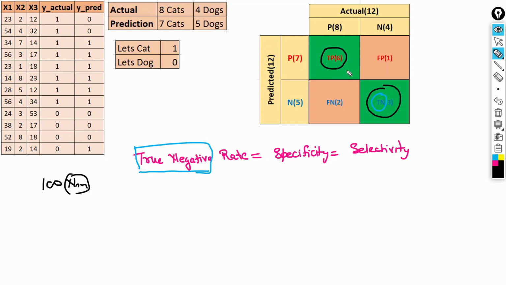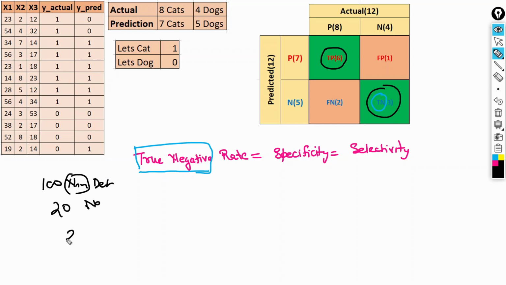In recall we detect the positive classes. It means how many correct positive classes my model is able to detect, and here how many negative classes my model is able to detect. It means here we have 100 non-defaulters, so let's say my model is able to detect only 20 non-defaulters.